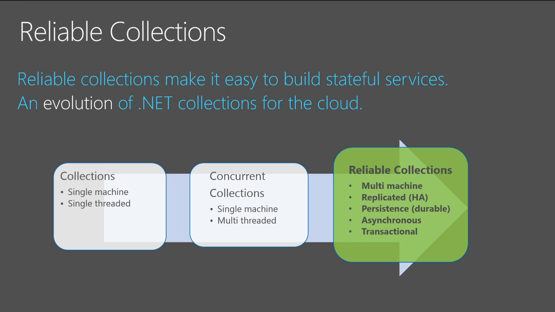It's a natural evolution of .NET collections. When we started with .NET, we had simple single machine, single-threaded collections like dictionary and queue. And then this eventually evolved into concurrent collections that were still single machine, but allowed you to build more multi-threaded friendly applications. Now with Service Fabric, we introduce reliable collections, which are multi-machine, replicated, transactional, highly available collections that still use that same familiar collections API that you already know.